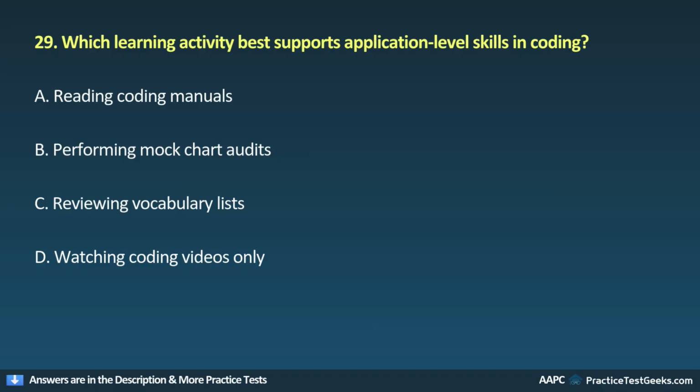29. Which learning activity best supports application-level skills in coding? A. Reading coding manuals. B. Performing mock chart audits. C. Reviewing vocabulary lists. D. Watching coding videos only.